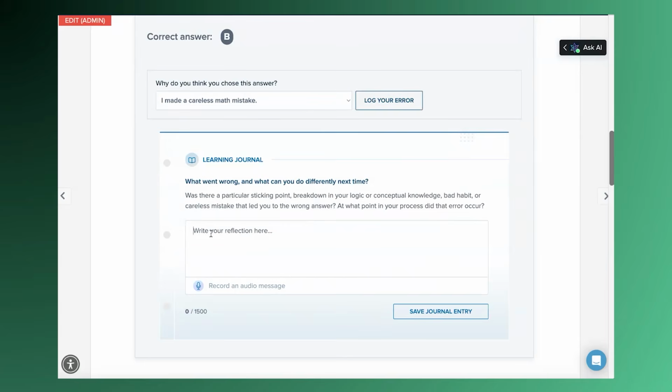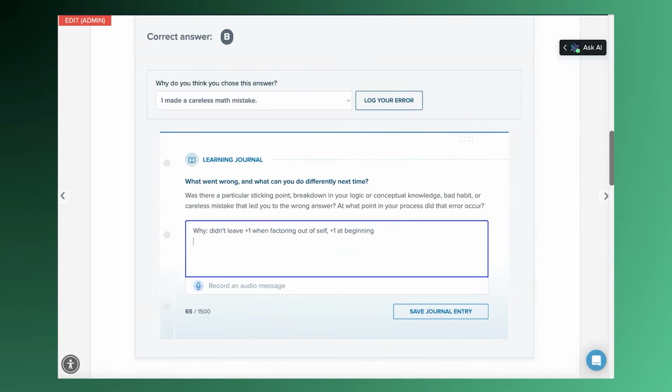So I know what I did. I made a careless math mistake. Why did I do that? Well, I neglected to leave behind a +1 when factoring a term out of itself, and I got confused because the terms were not in descending order. Okay, how can I identify a problem where I could make this mistake again?